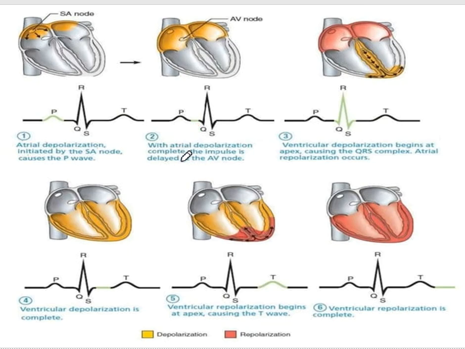Whenever there is a successful transmission of impulses from SA node to AV node, the ventricular depolarization begins at the apex, causing the QRS complex, and the atrial repolarization. So what is atrial repolarization and atrial depolarization? Discharge. Try to understand here: when the SA node is activated, the atria will contract and the blood is sent to the ventricles. And when the ventricles are depolarized, the blood is sent to the body.